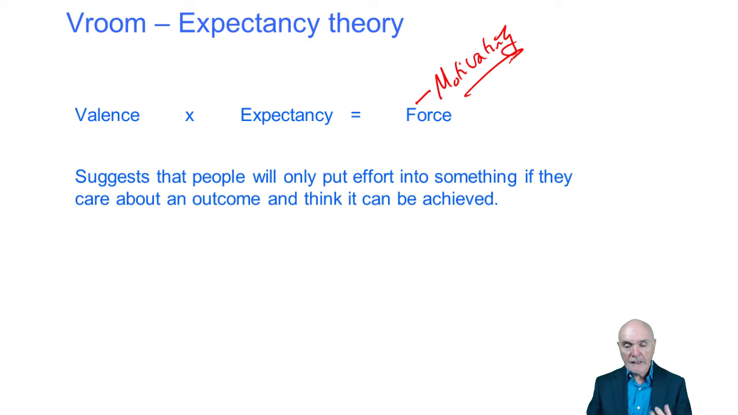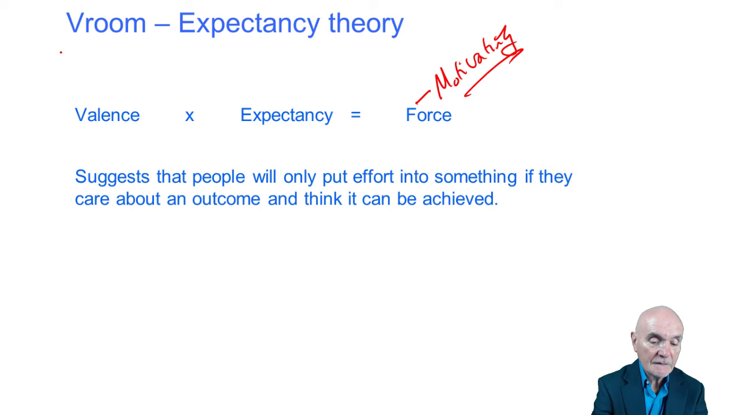How much you're going to be motivated in a particular situation. And Vroom said that this depends on two things. First of all, how much do you want the outcome? That's the valence. And secondly, your own personal assessment of how likely you are to achieve what you want.